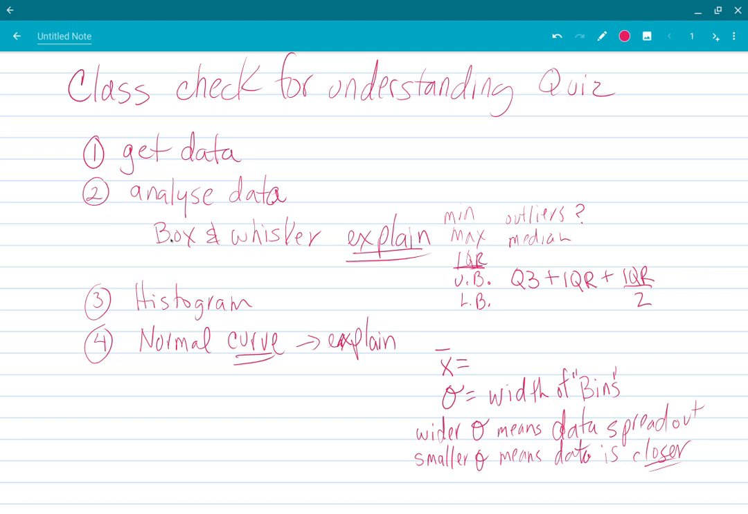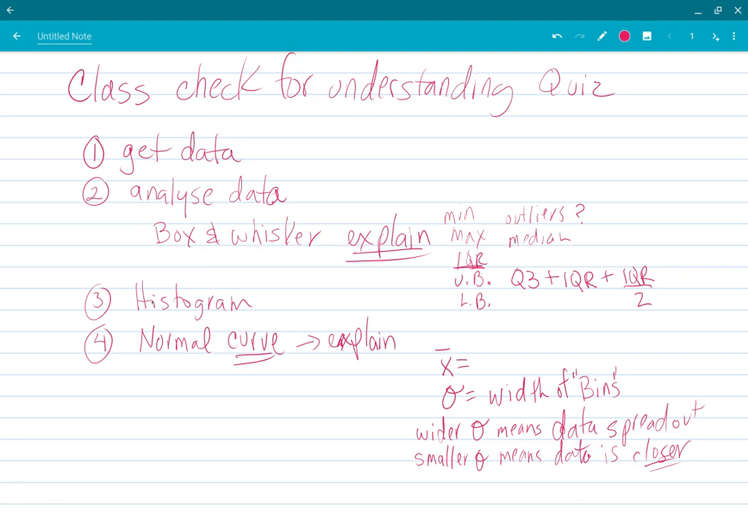One of them is with a box and whisker. With a box and whisker, I want you to explain what each little section means and what the percentages are. Figure out the outliers, if there are any, by finding the upper bounds and lower bounds, and the median.